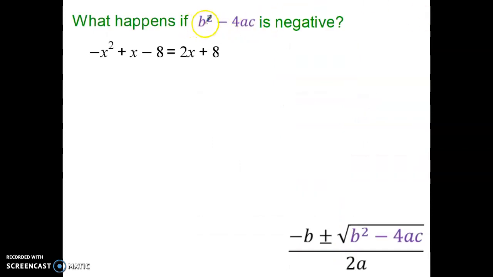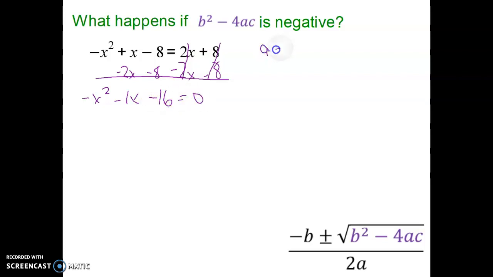Okay, so what happens if b squared minus 4ac is negative? Let's investigate that. So I don't have this equal to 0. I'm going to have to move some things around. So I'll line up my like terms here as I'm subtracting 2x and I'm subtracting 8. Notice I did the opposite of both of those. Several of y'all have asked me about that. So I've got -x squared minus 1x minus 16. You don't have to put that 1. You can just put -x if you want to. All right, so let's do A, B, and C. Okay, identify for me. A is -1. B is also -1. C is -16.